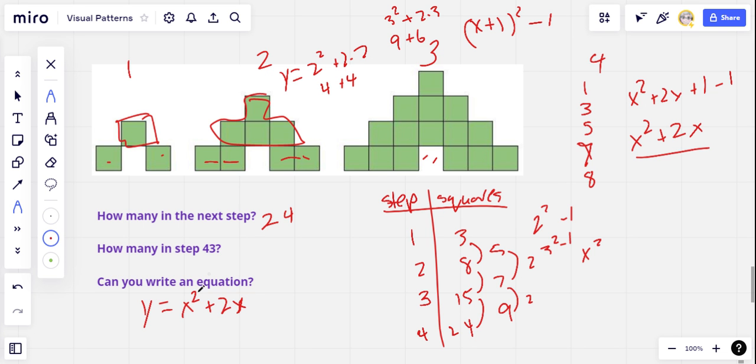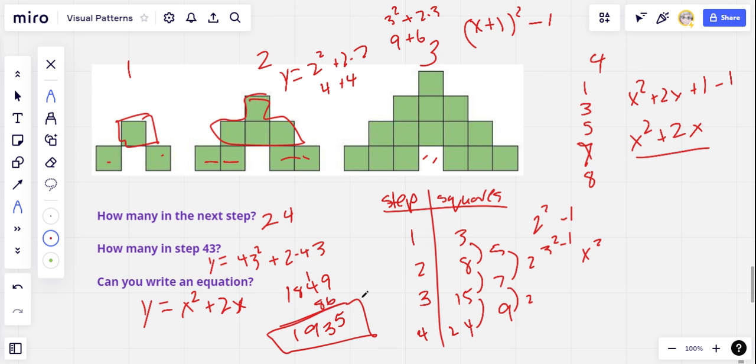All right, the last thing to do then is just take step 43 and plug it in for x. So y equals 43 squared plus 2 times 43. 43 squared is 1,849, and 2 times 43 would be 86. So I'd get a 5 there, and a 3 there, and a 9 here. So I'm getting 1,935 squares in step 43.